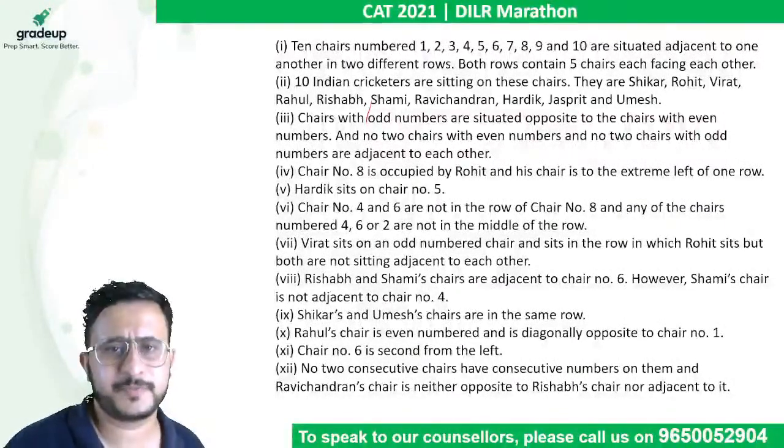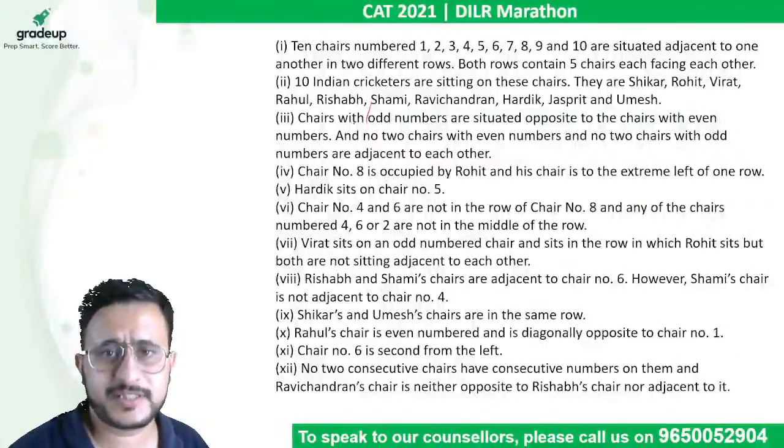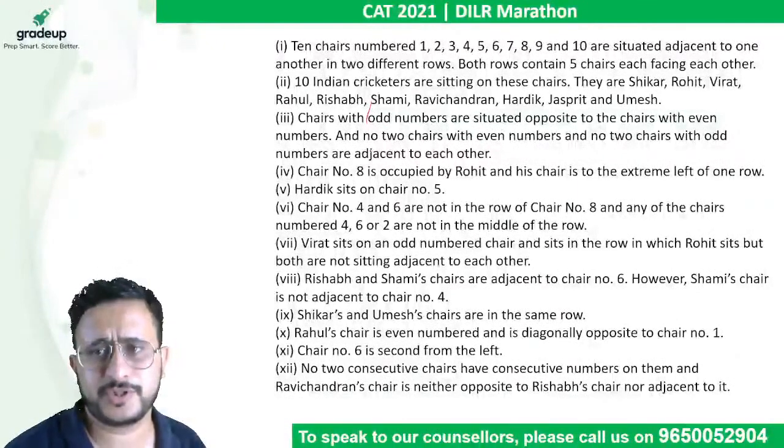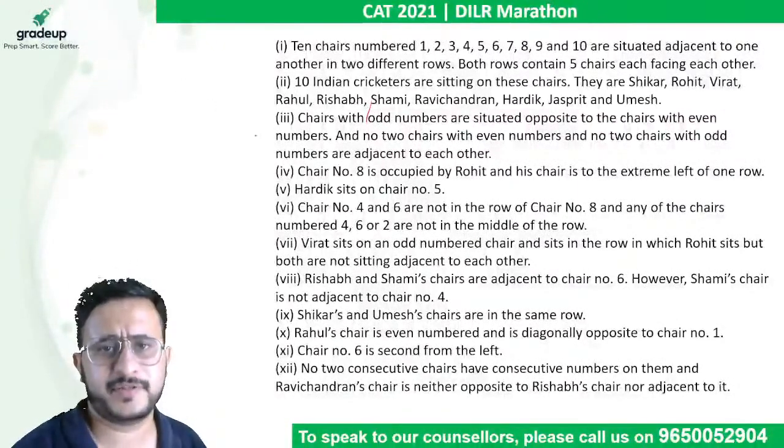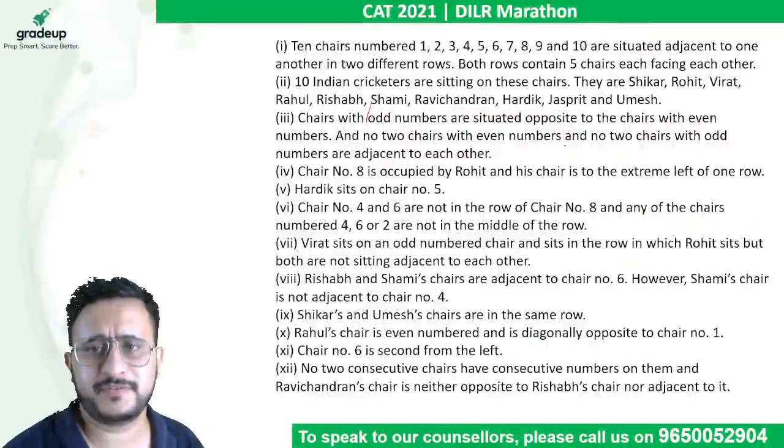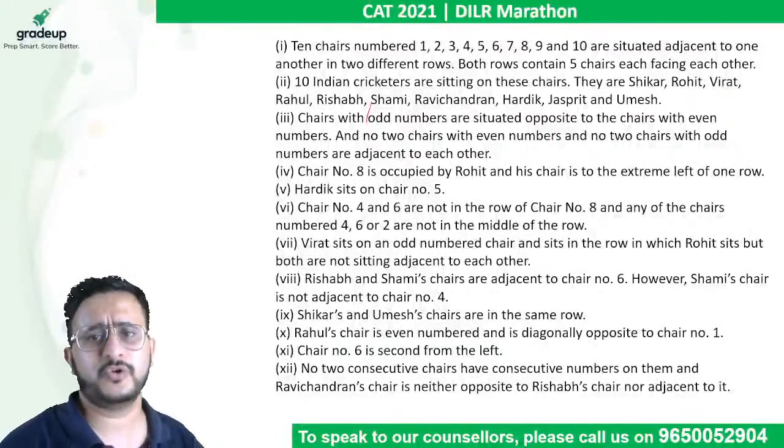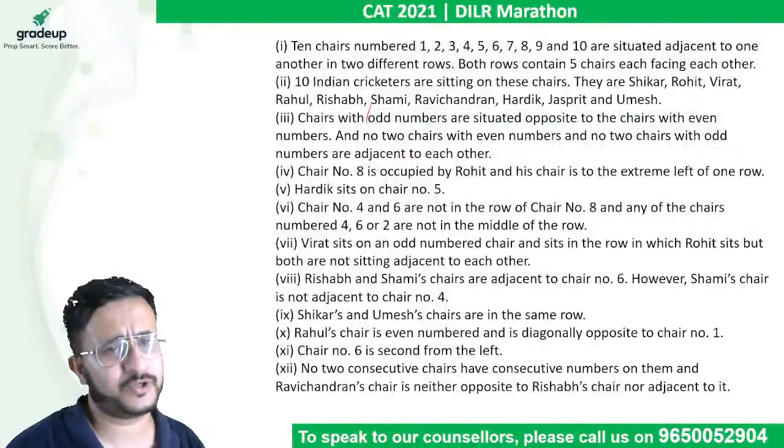Third last part, explain. Okay, third says chairs with odd numbers are situated opposite to the chairs with even numbers. So odd, even, okay, and no two chairs with even numbers and no two chairs with odd numbers are adjacent to each other. So no even chairs are adjacent to each other, no odd chairs.